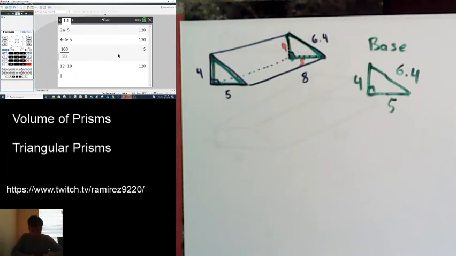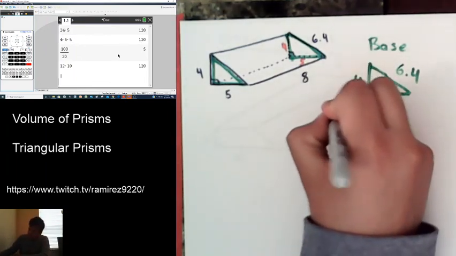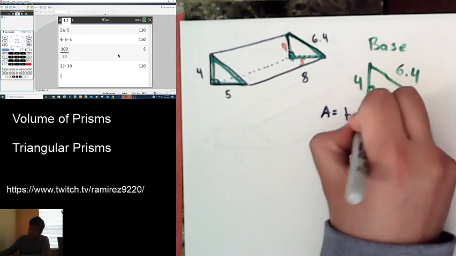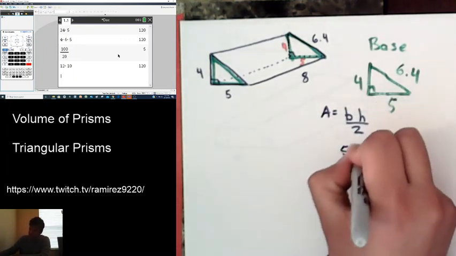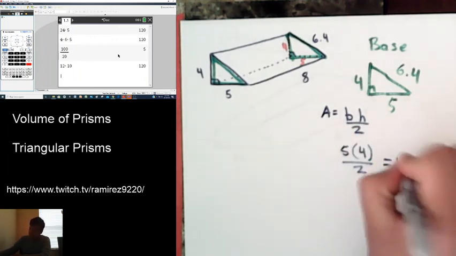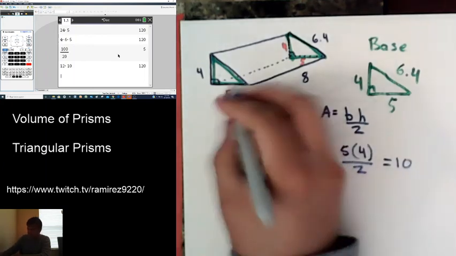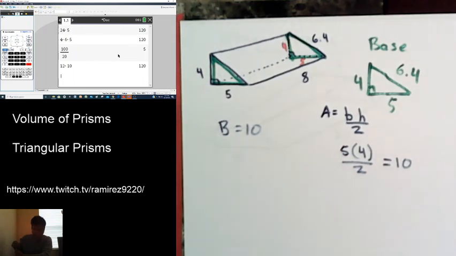Okay, good. You had some time to find the area. Again, I expect you guys to pause and then just find it. So again, this is a triangle. To calculate the area of the triangle, it's base times height divided by 2. My base is 5. My height is 4. So the area of the triangle is 10. So I can honestly say that big B is 10. The area of the base is 10.